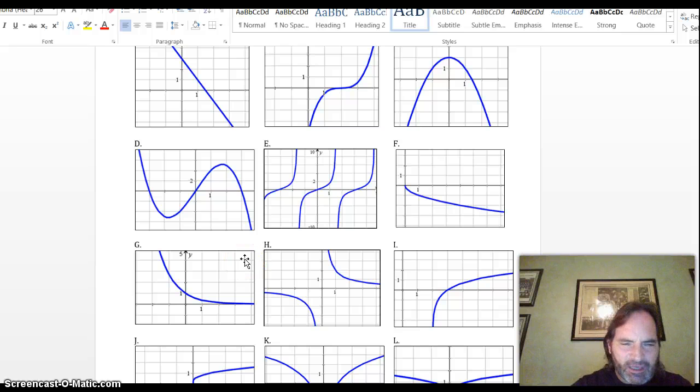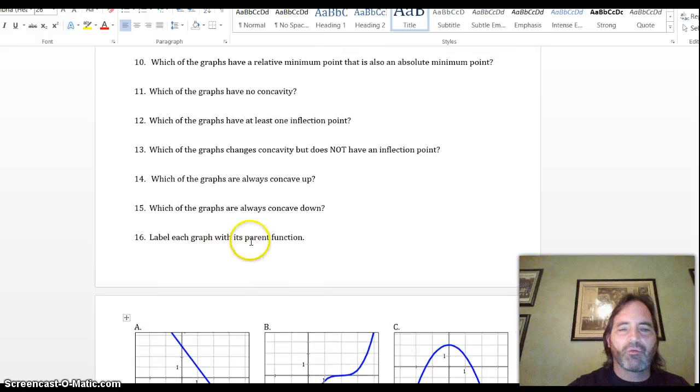So that's all I have. What time is it? 6:30. Make sure you review your parent functions and label each graph with its parent function, what graphs are concave down, always concave up. So it should be a fairly easy day for us if we remember kind of a review from yesterday.